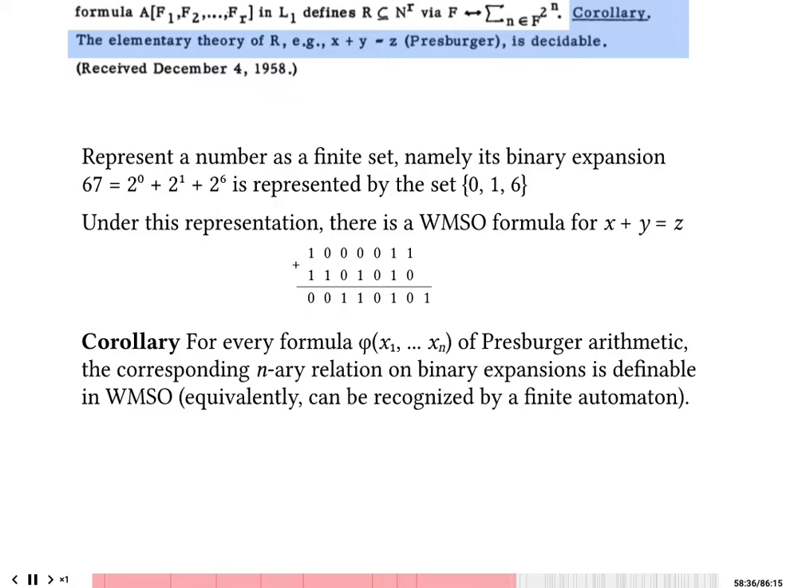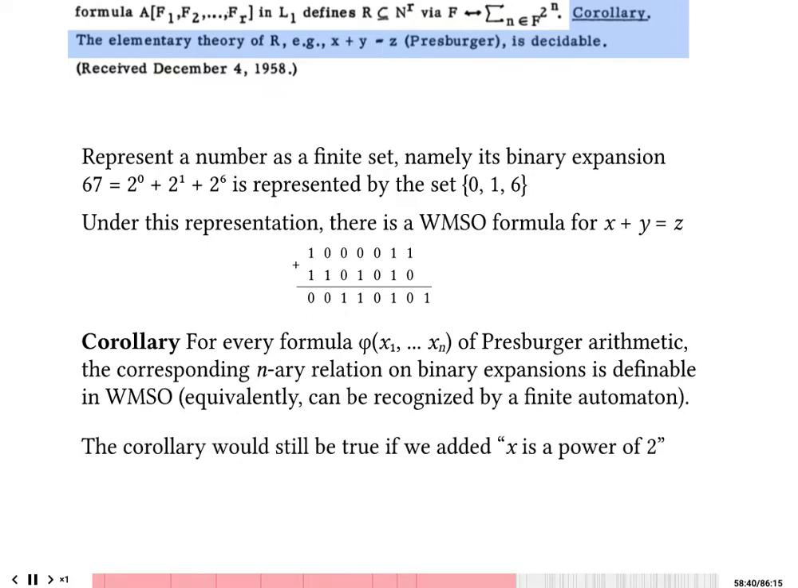This alternative proof has the advantage that it allows you to add some stuff to Presburger arithmetic. For example, suppose that we extend Presburger arithmetic with an extra predicate which says that a number is a power of 2. This is not expressible in Presburger arithmetic because the set of powers of 2 is not a semi-linear set. But if you think about numbers which are powers of 2 given in binary expansions, it's simply a regular language. It just consists of numbers where a unique digit is equal to 1.